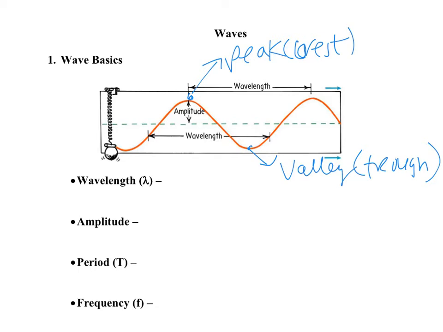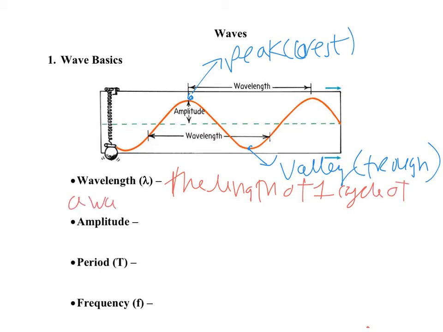So what is the wavelength? A wavelength is the length of one cycle of a wave, measured in meters. So the symbol for wavelength is lambda. So it's that funky symbol right there. And the unit for wavelength is meters. The reason it's meters is because it's a length.